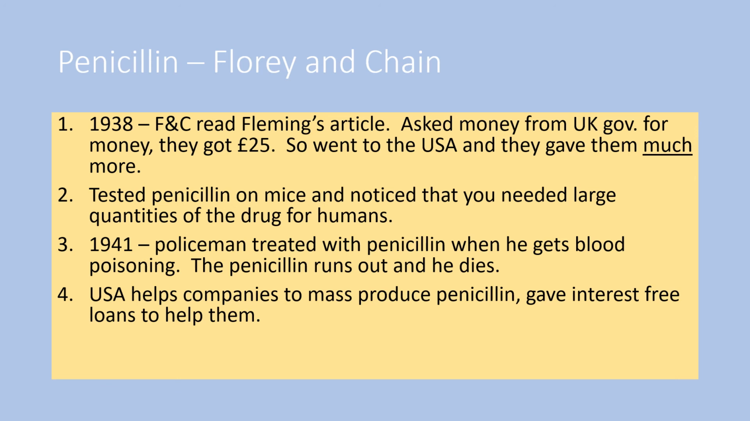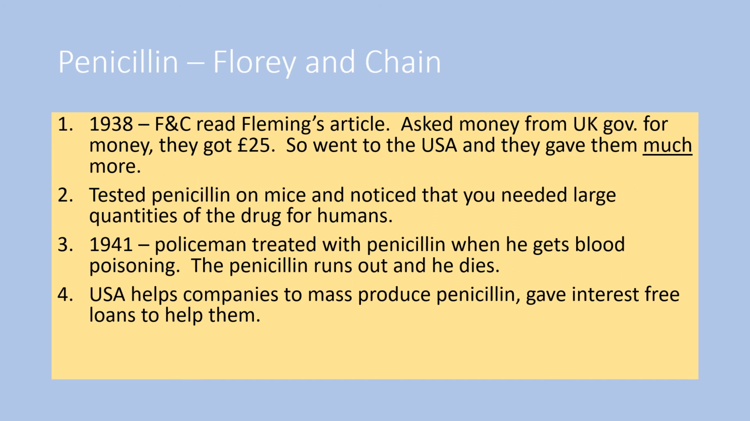One of the big things that America does when they enter the war in 1941 is they give interest-free loans to companies, to factories, to help mass produce penicillin. Penicillin is quite complicated to make. Again, ask a science teacher, they'll be able to tell you this in a lot more detail than I can if you are interested. But essentially, penicillin is something that is grown as a mold. It's something that is grown, and you need the right conditions for that to happen.